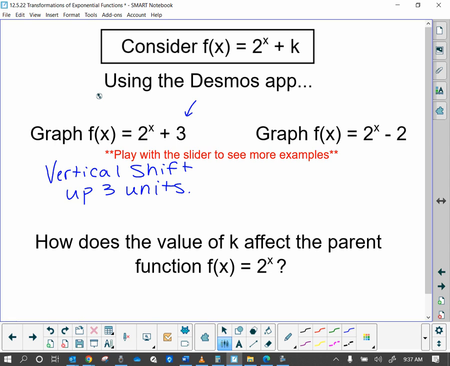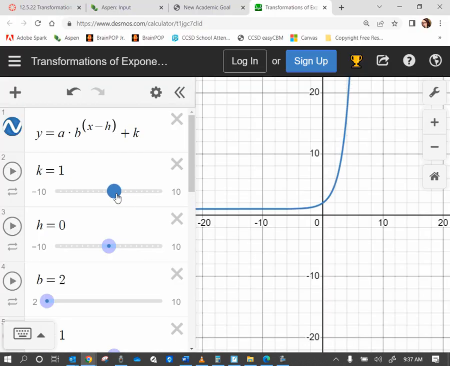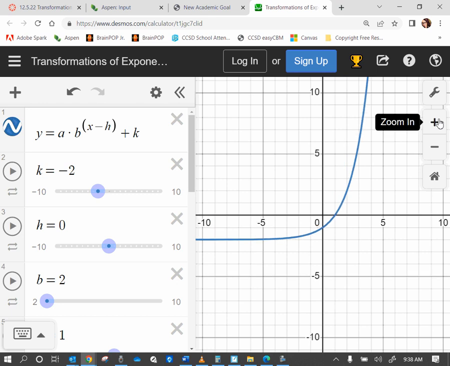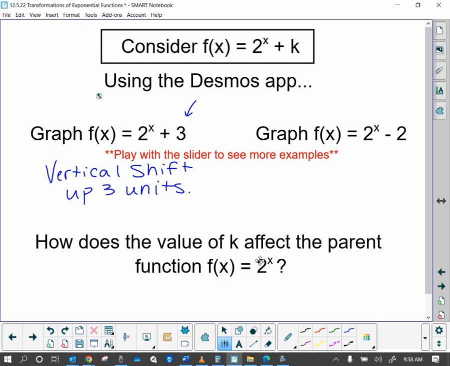Okay, what do you think is going to happen here when we subtract 2? It's going to go down 2 units. Let's see that. So if we're here, k is 0, and we make k a -2, minus 2 at the end. It shifts the graph down 2 units. All right, so write down vertical shift down 2 units.